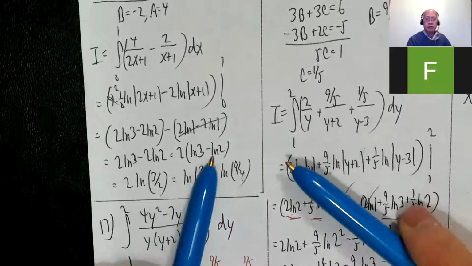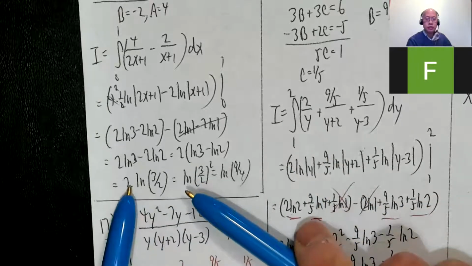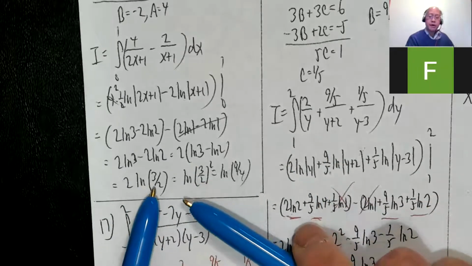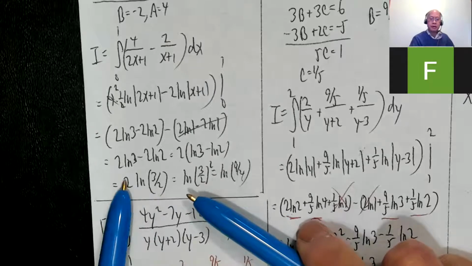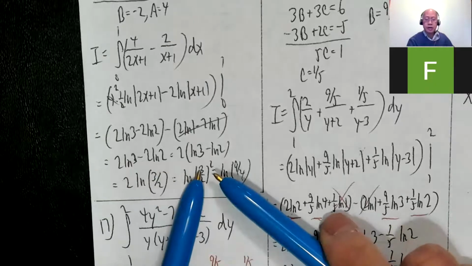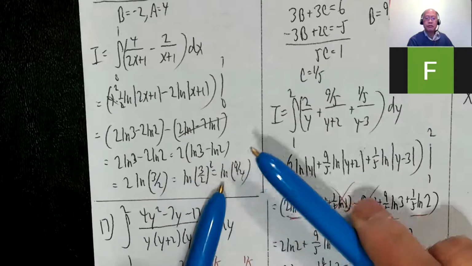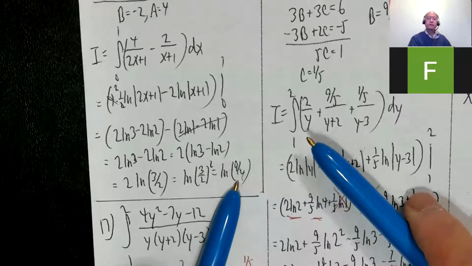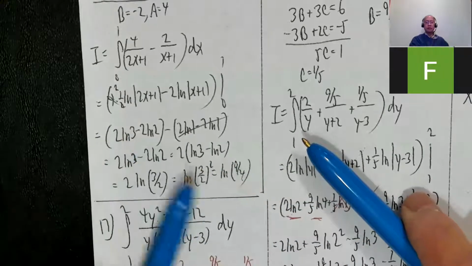ln 3 minus ln 2 is ln of the quotient, so 2 ln of 3 over 2. And you can get even more fancy by bringing the 2 back up. That's one of the properties of logs: the 2 can climb back up the stairs. So the absolute simplest form is natural log of 9/4. But again, if you want to leave it right here, that's okay. I'll accept that.